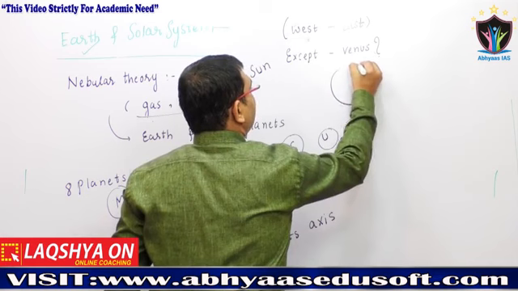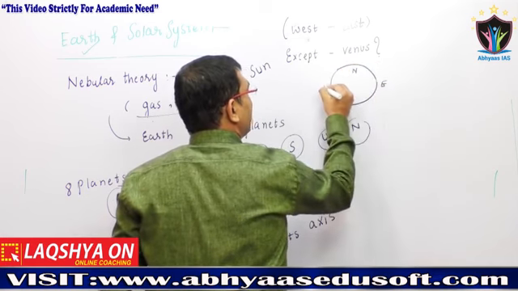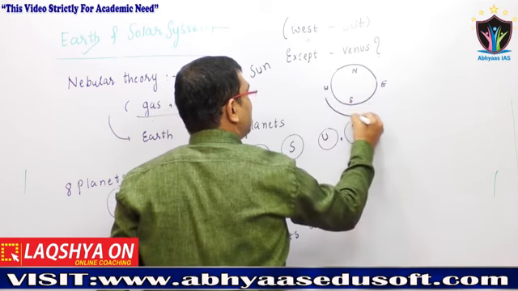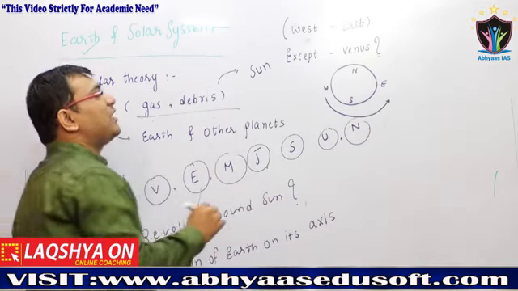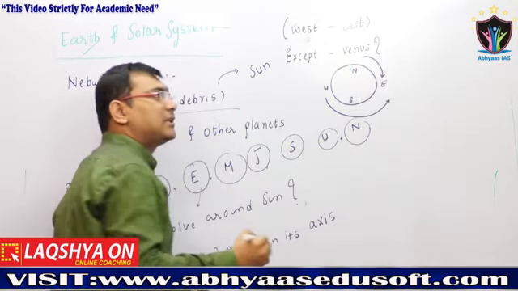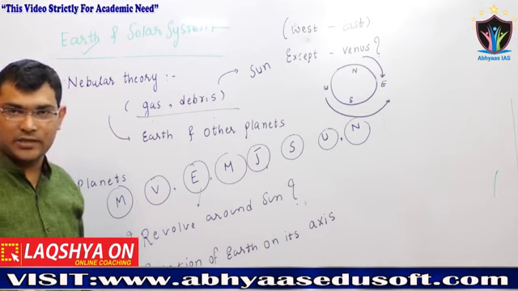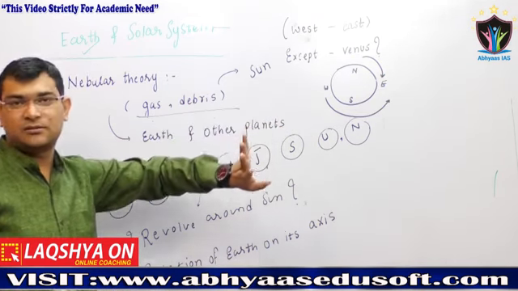This is north, south, east, west. So they rotate from west to east like this. But Venus rotates from east to west like this. Nothing but clockwise and anti-clockwise. So what is the speciality of Venus? This is one question, right?